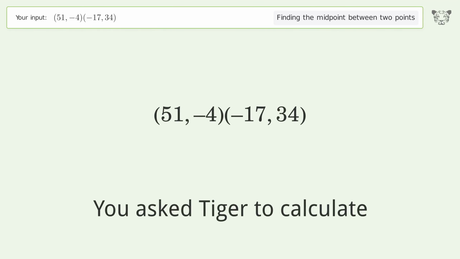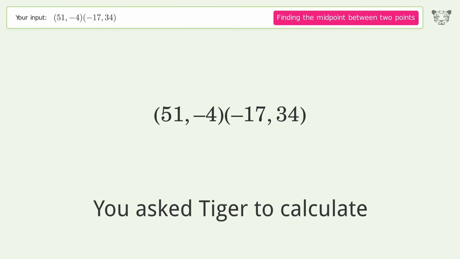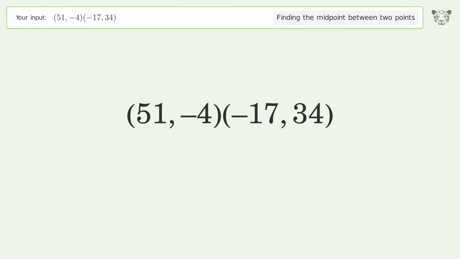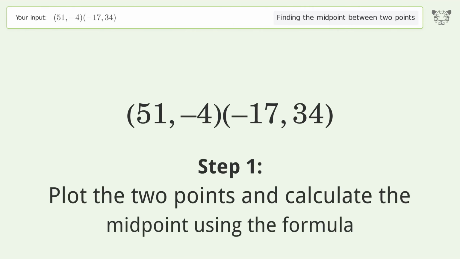You ask Tiger to calculate. This deals with finding the midpoint between 2 points. The midpoint between the 2 points is 17, 15. Let's solve it step by step. Plot the 2 points and calculate the midpoint using the formula.